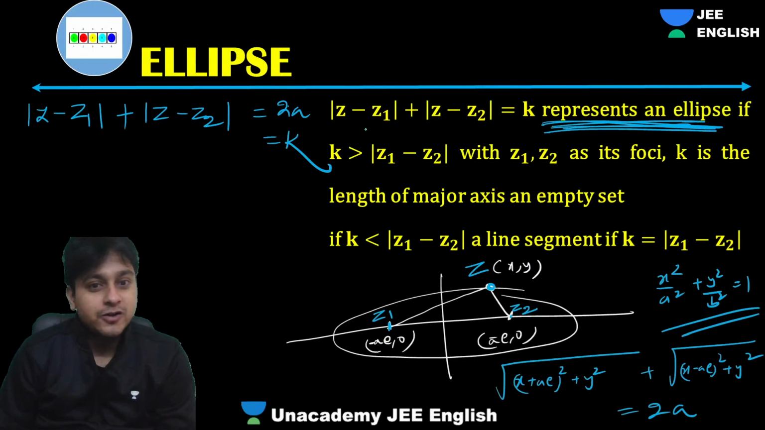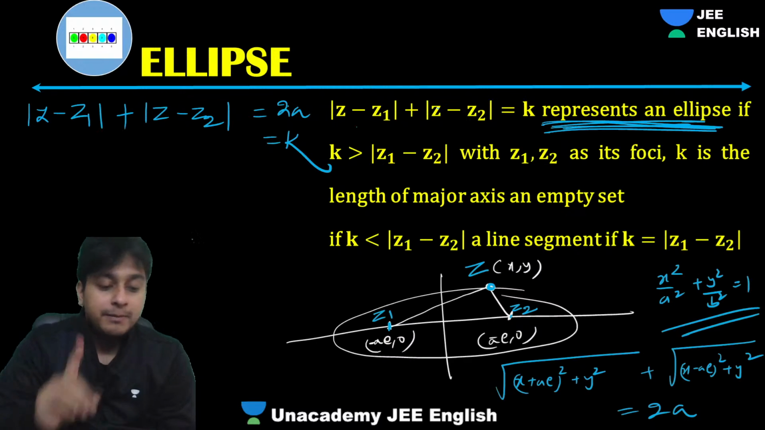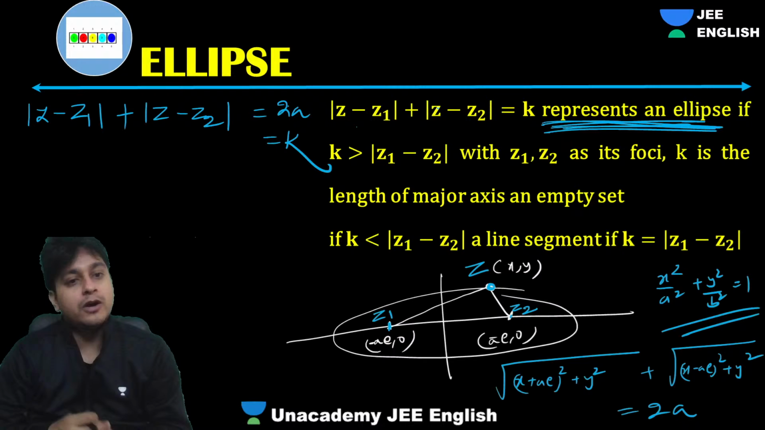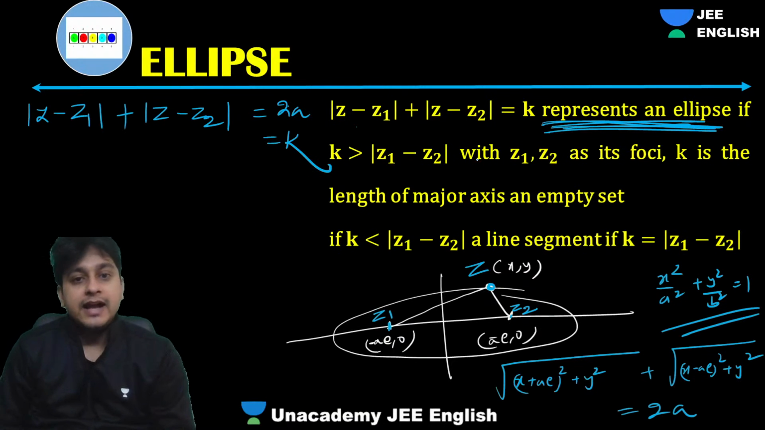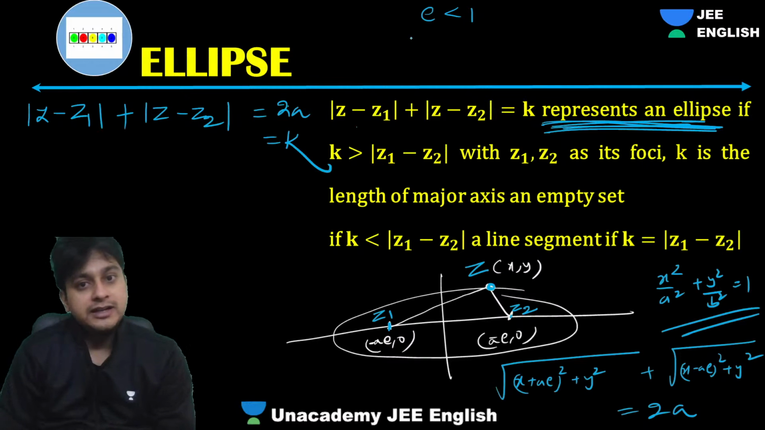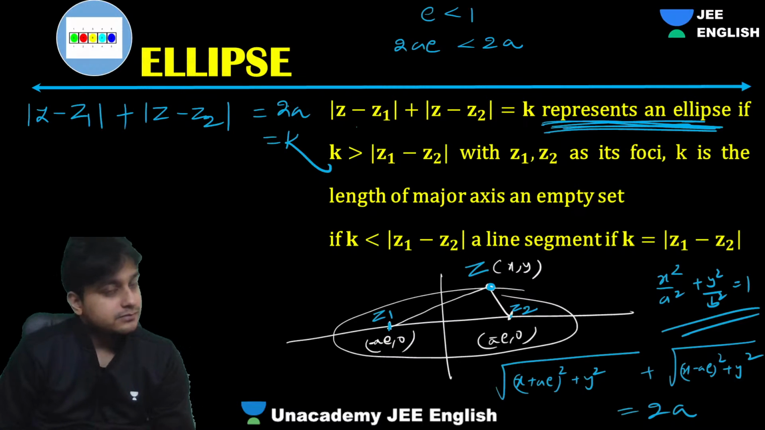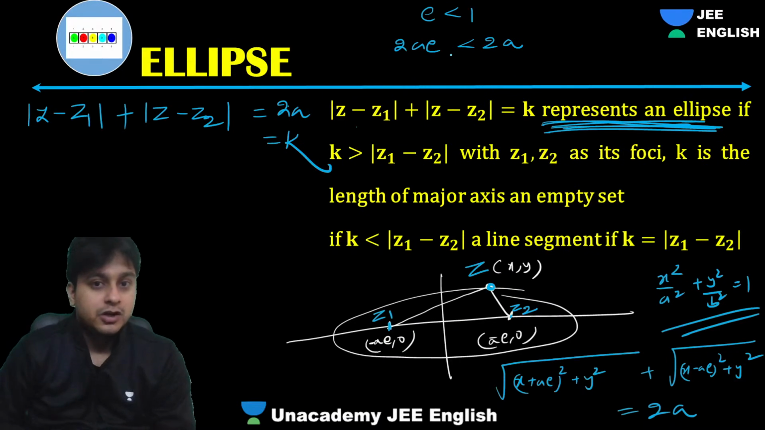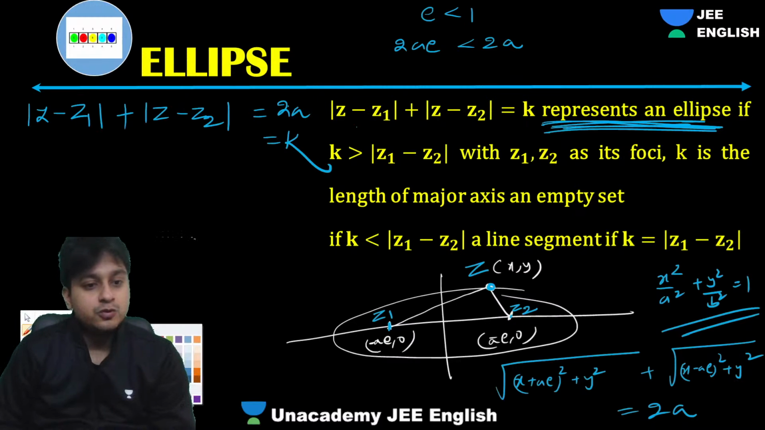Whenever you see a question in complex numbers like mod of z minus z1 plus mod of z minus z2 is k, that is an ellipse. But one thing you have to keep in mind: obviously eccentricity is less than 1, right? If you multiply by 2a, that means 2ae should be less than 2a. That's what the condition is for an ellipse. 2ae should be less than 2a.